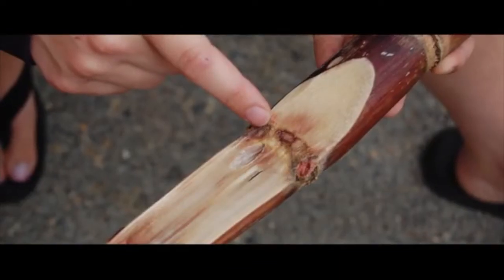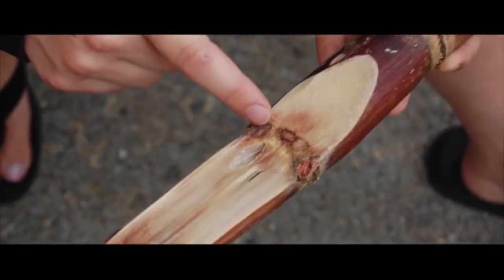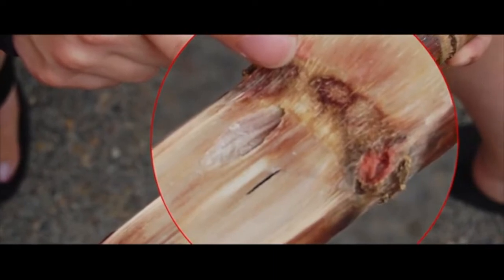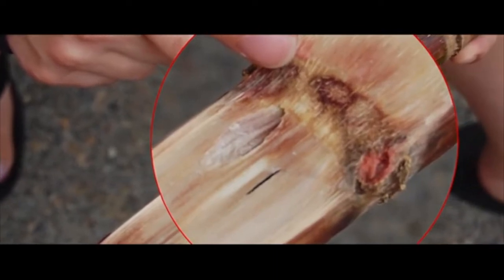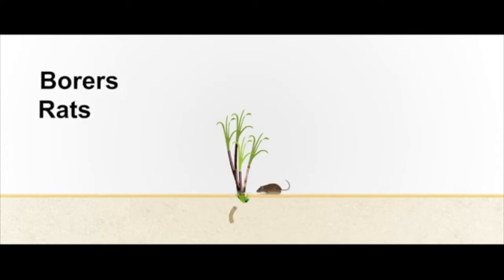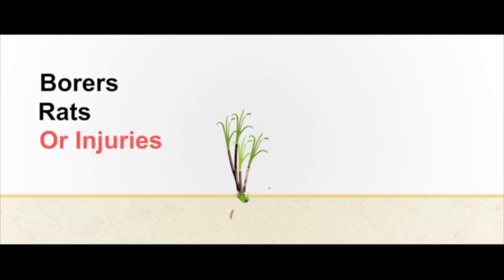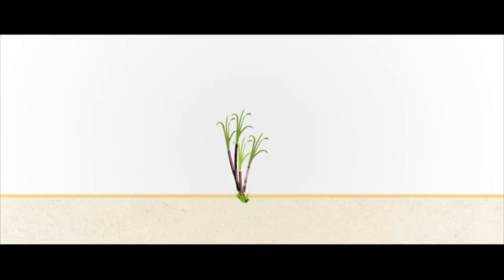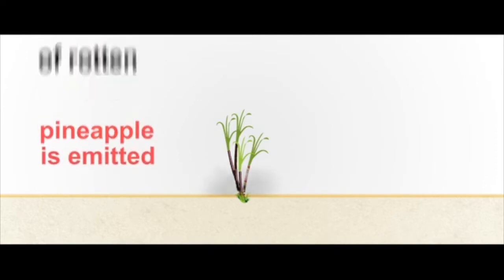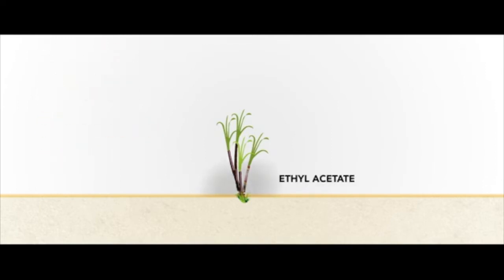The presence of the fungus inside the set prevents its rooting, and in most cases, sets decay before the bud sprouts. Occasionally, the disease occurs in standing crop due to the entry of pathogens through the stalk that has been damaged by borers, rats, or through injury. During the early stage of rotting, the fruity odor of rotten pineapple is emitted due to production of ethyl acetate.